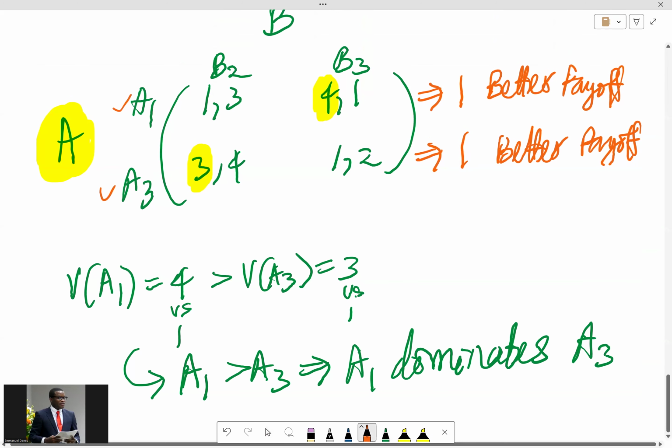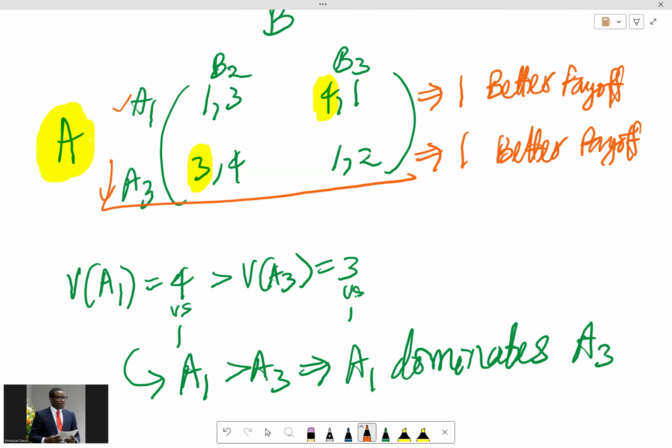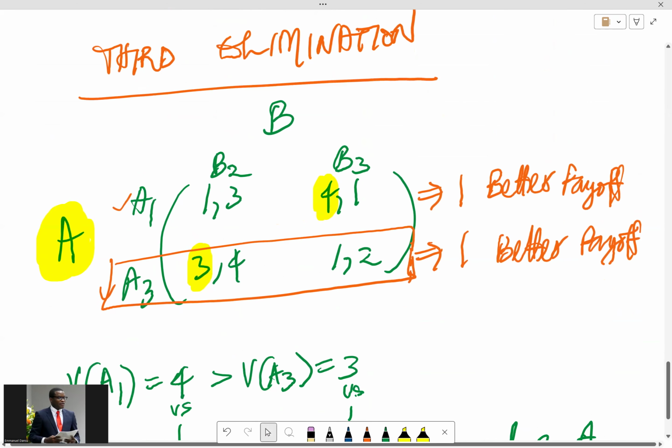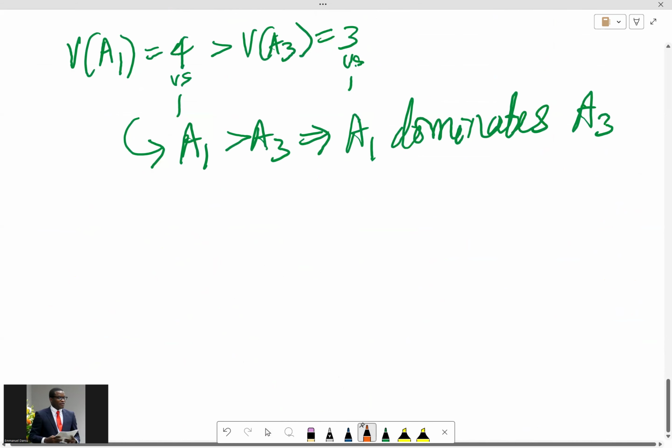So A3 is not the best way to go. So we have to cross this out in the next round. So the game is gradually coming home. So next we are going for the fourth elimination, which is B's second elimination. So let's go for the fourth elimination.